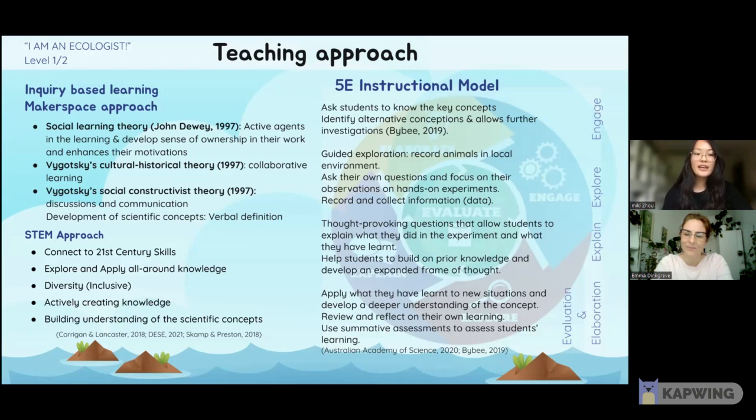The 5E model is one example of an inquiry-based learning approach. It promotes active learning. Students are involved in modern listening and reading. In our guided exploration, recording animals in a local environment, children can learn to ask questions focused on their observations, model teachers' behaviors, and analyze thought-provoking questions in order to think about what they have learned and understood, which will help them apply it to new situations and deepen their learning.